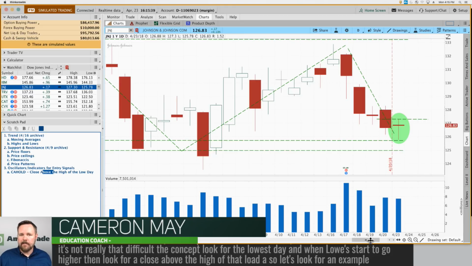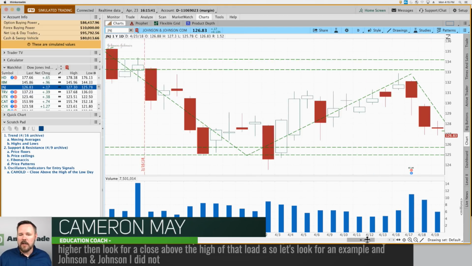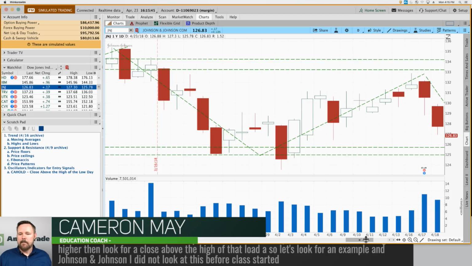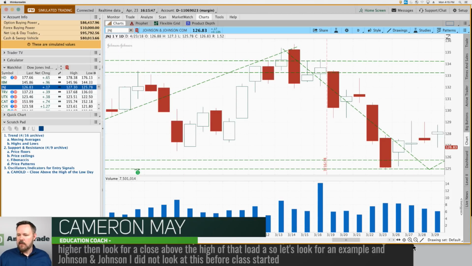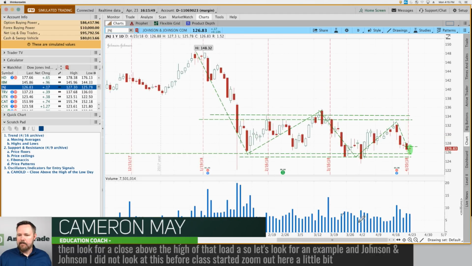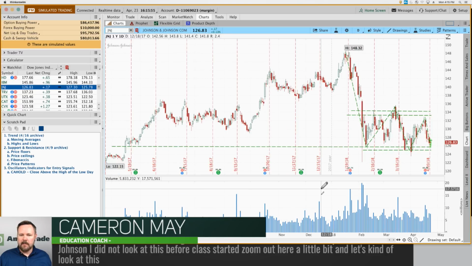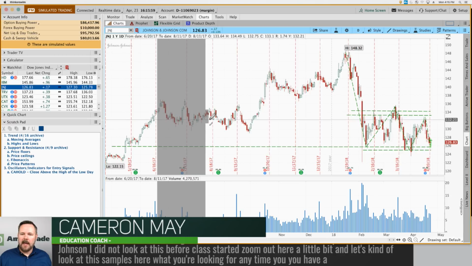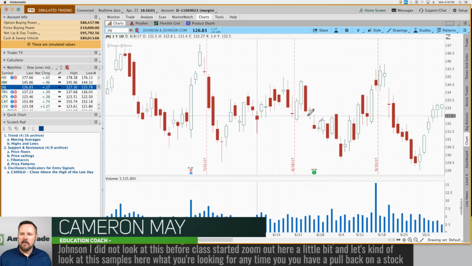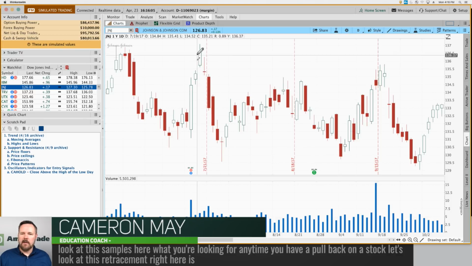So let's look for an example. Okay, let's just, in Johnson & Johnson, I did not look at this before class started. Let me zoom out here a little bit. And let's look at this. Might even want to go further back, get some more examples here. But you're looking for any time you have a pullback on a stock. Let's look at this retracement right here as our example.